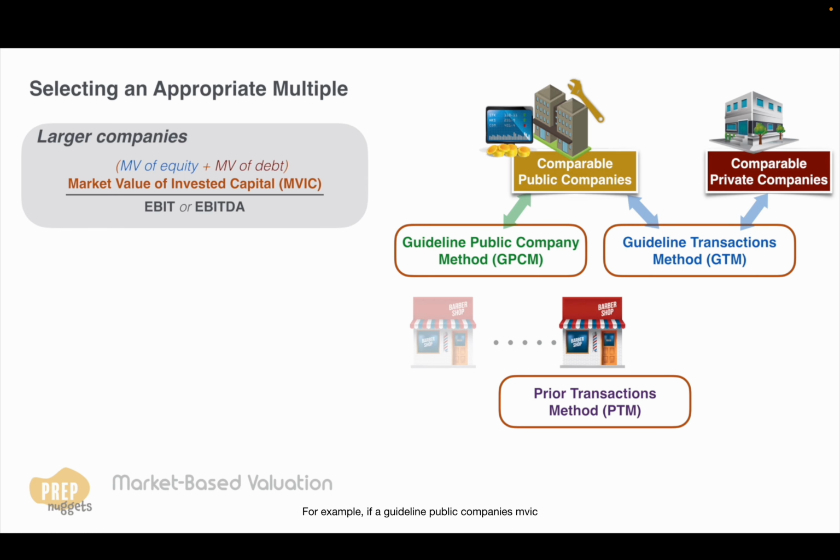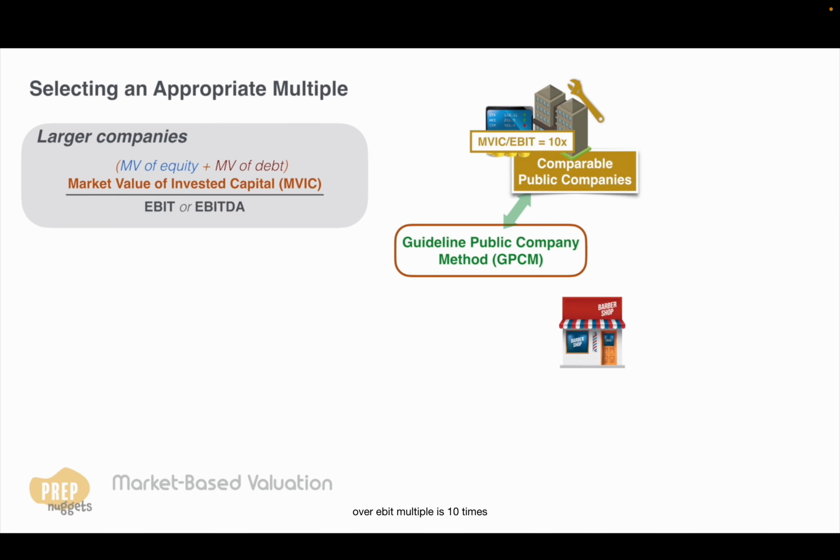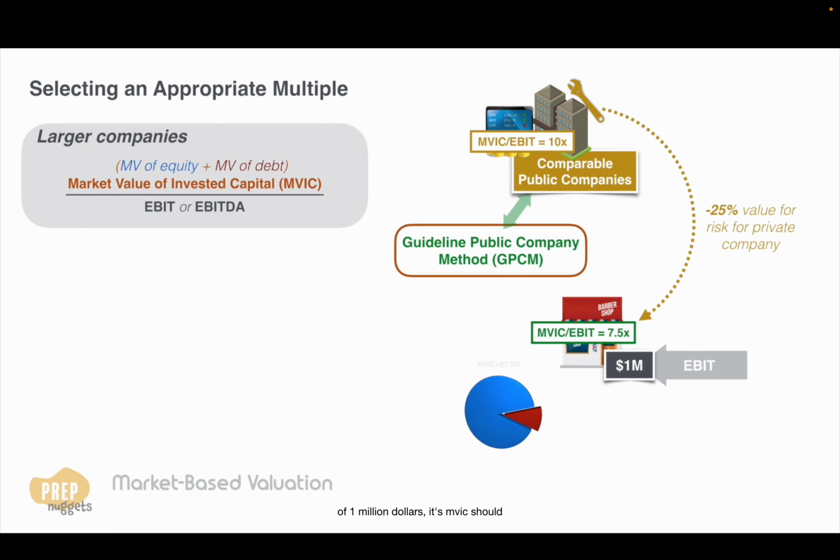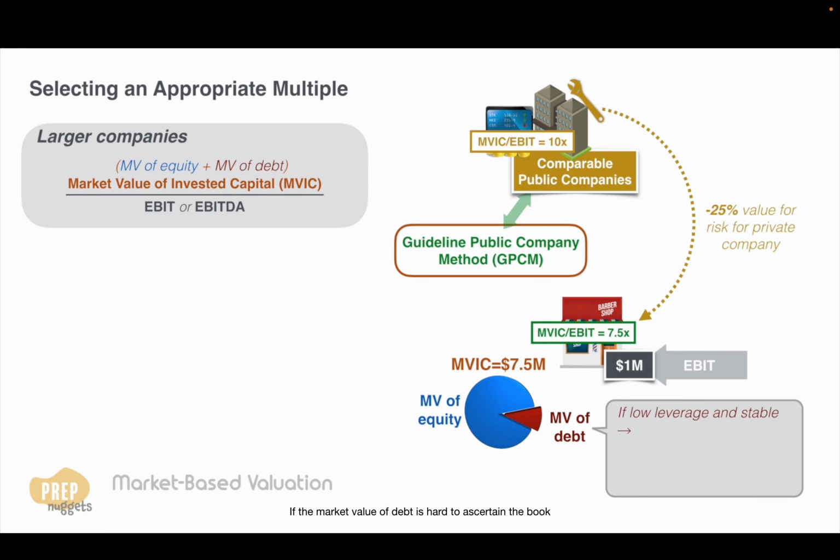For example, if a guideline public company's MVIC over EBIT multiple is 10 times and the risk adjustment is 25%, the private company should be valued at 7.5 times multiple. So if the subject private company has an EBIT of $1 million, its MVIC should be valued at $7.5 million. So to estimate the value of its equity, we first need to know what is the market value of its debt. If the market value of debt is hard to ascertain, the book value can be used if the firm has low financial leverage and is stable.